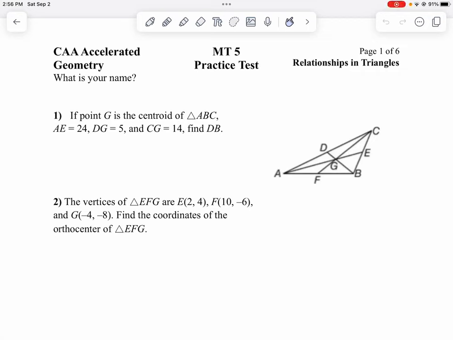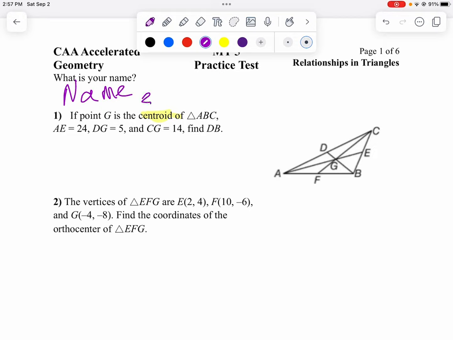Let's take a look at your practice test. If we take a look at our first question here, don't forget your name. That's kind of important. And on question number 1, we have a centroid. Remember, a centroid is going to be the one that's in the ratio of 2 to 1 or 1/3 to 2/3. And we're looking for segment DB.